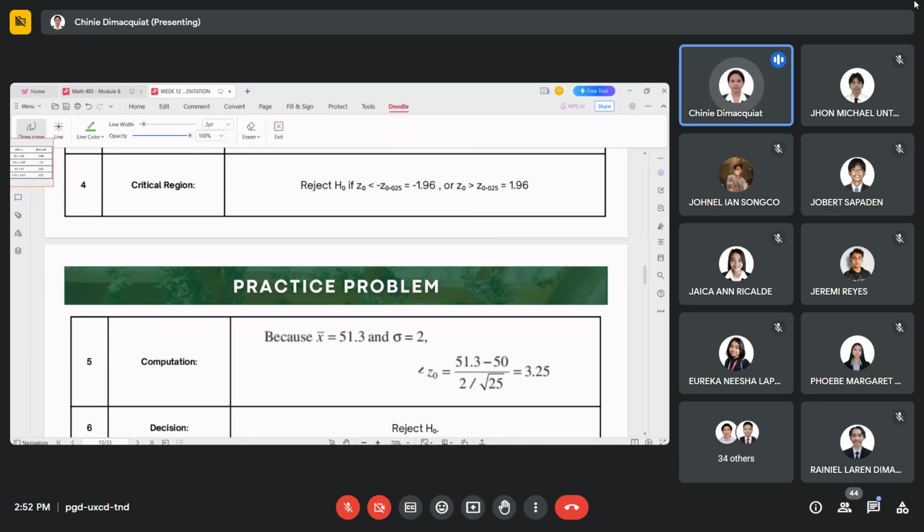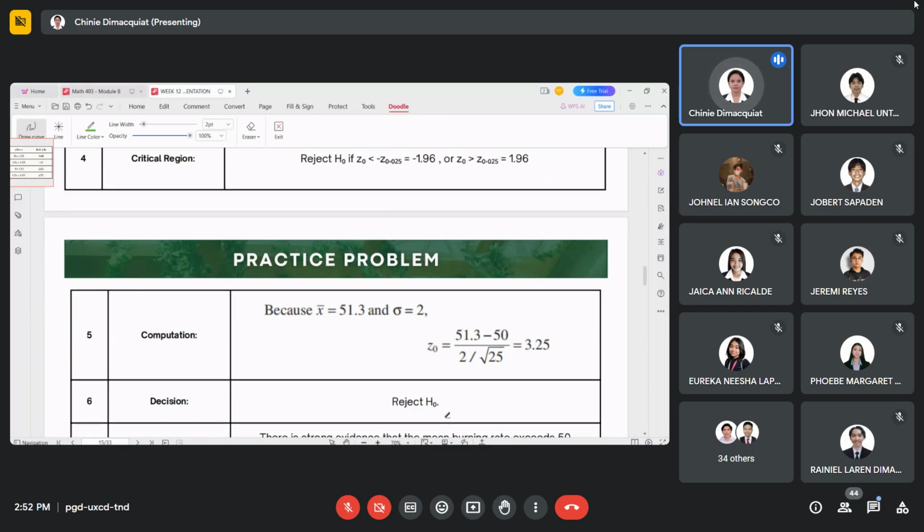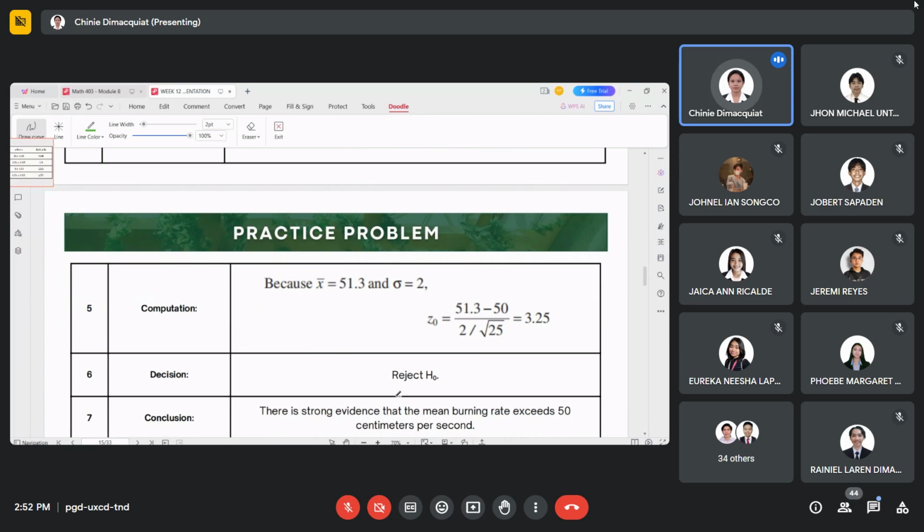So yun yung ating magiging decision case 6. So reject null hypothesis. And then for our conclusion, since na-reject natin yung ating null hypothesis na mean is equal to 50, therefore, yung ating mean is not equal to 50. Or there is strong evidence that the mean burning rate exceeds 50 centimeters per second. Ayan.